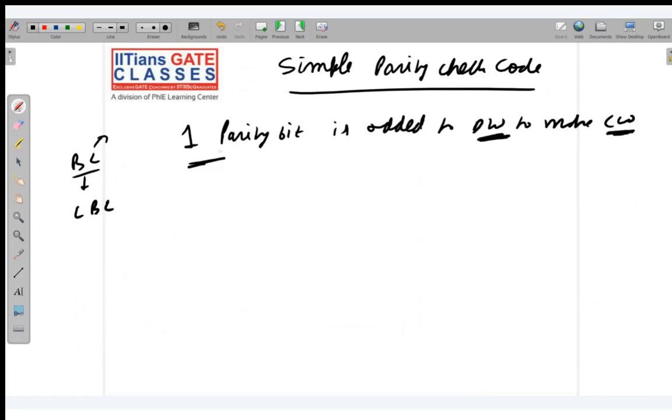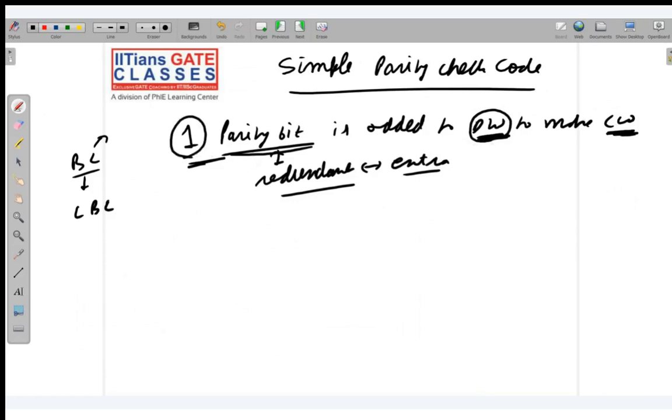So here we will add one parity bit. You can consider this parity bit as a redundant or extra bit, which is added to the data word to make the code word. Forget about the length of the data word. It can be 100 bits, 200 bits, whatever the length. We will add only one parity bit to it to make the code word. So if the data word is of n bits, the code word will be of n plus 1 bits. So simple.